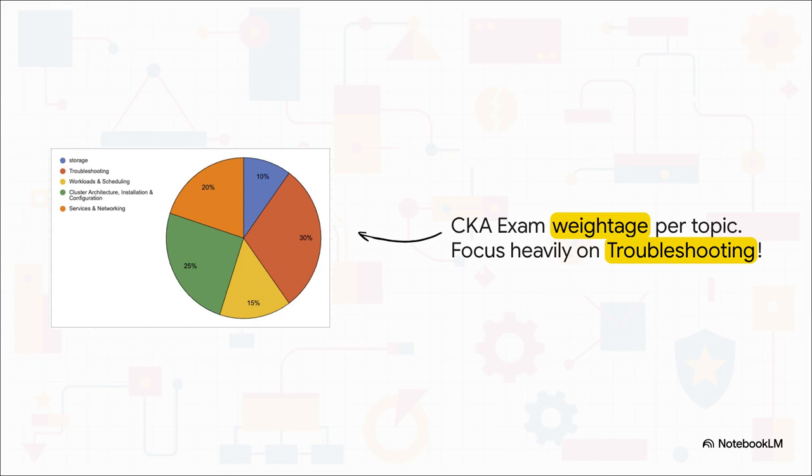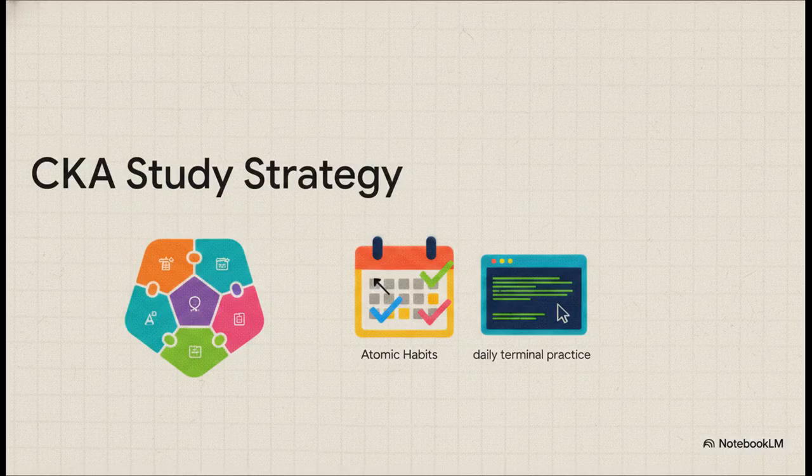If you combine that with cluster architecture and installation at 25%, you're looking at over half of your final score right there. From an executive training standpoint, this is absolutely crucial. It clearly dictates exactly where your teams need to focus their time to actually see a solid return on their training investment. So how do you tackle this?